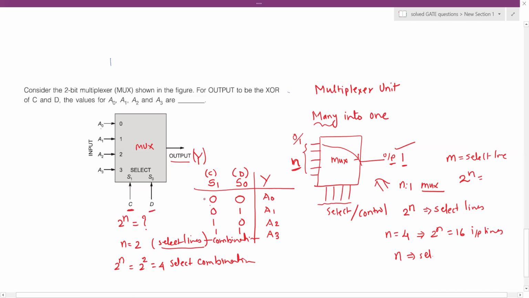Okay, so now there is one question that is asked to be solved here. So here they say, consider it is a 2-bit multiplexer.